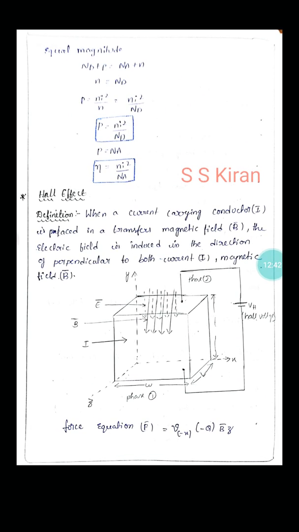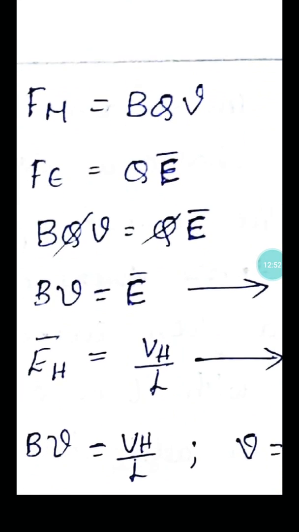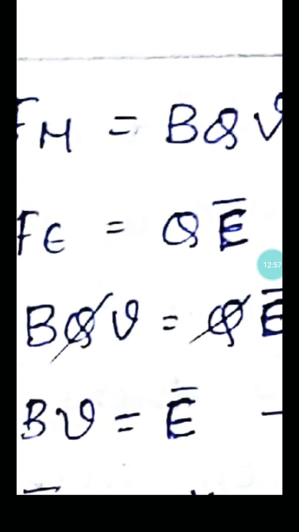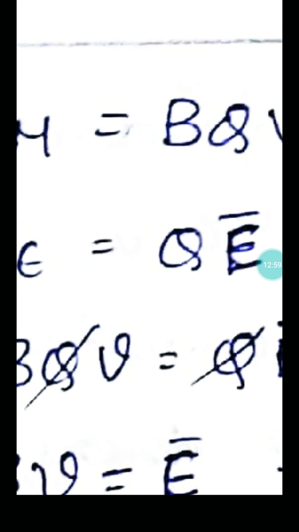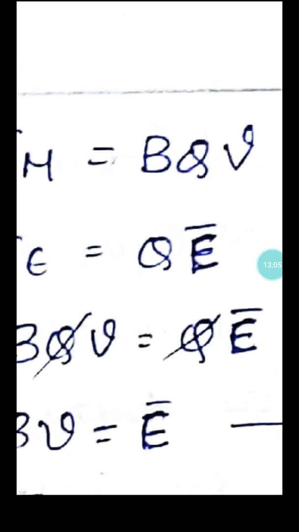Let us start. There are two force equations. At one state it can be equal, right? The first one, force in a magnetic field, simply you can write BQV. So B means magnetic flux density, and V means speed, right?